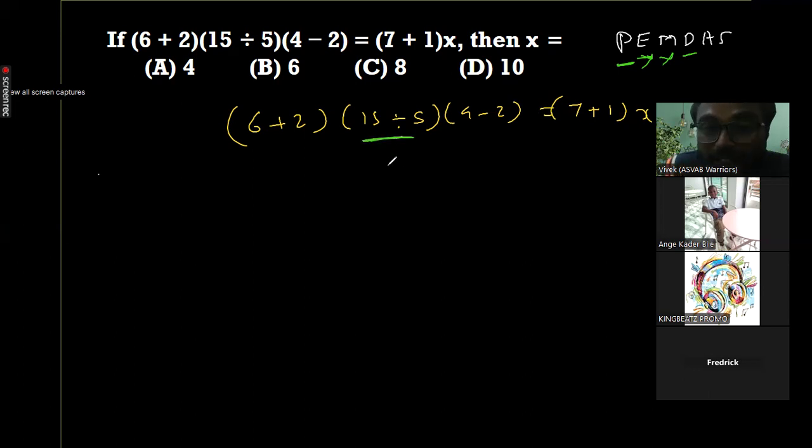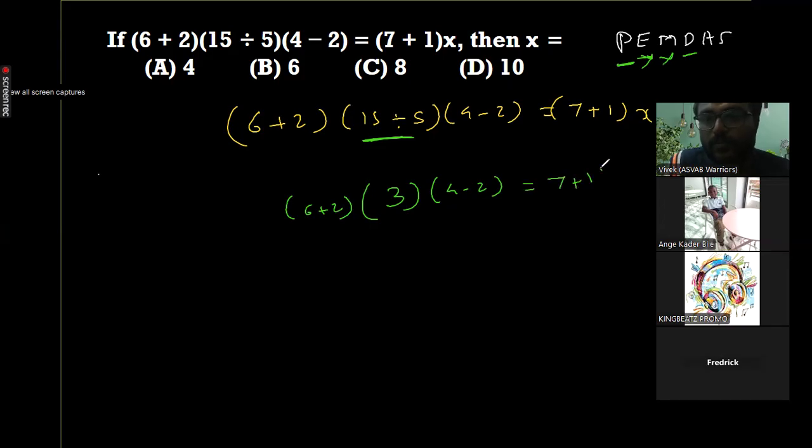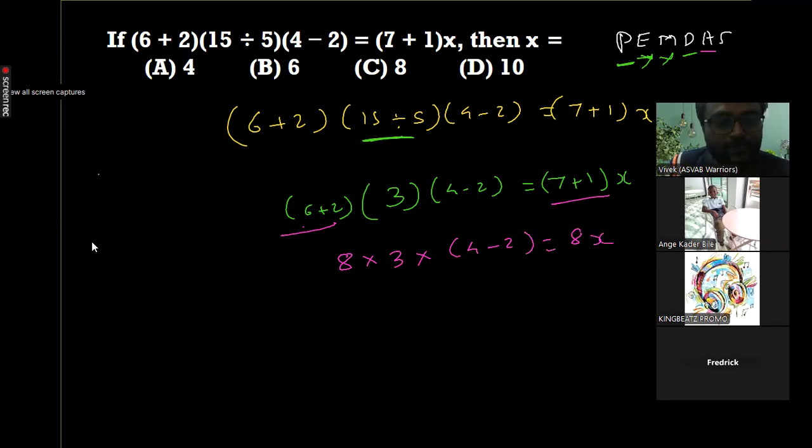15 divided by 5, it's 3. 4 minus 2, 6 plus 2 equals to 7 plus 1. Do we have additions? Yes. So here there is addition, here there is another addition. So 6 plus 2 is 8 times 3 times 4 minus 2 equals to 8x. Next, subtraction. Yes. 8 times 3 times 2 equals to 8x. Let's multiply. 8 times 3 is 24. 24 times 2 is 48.